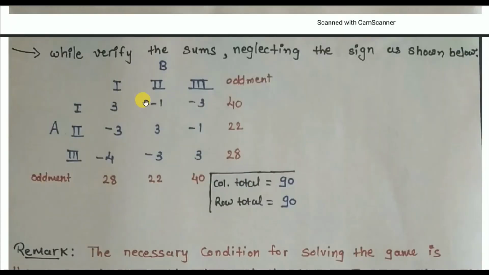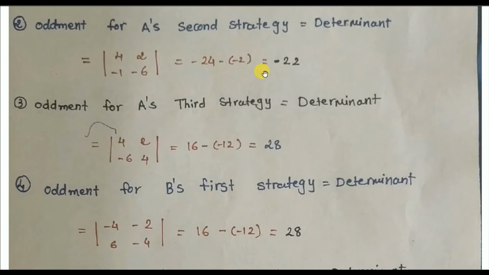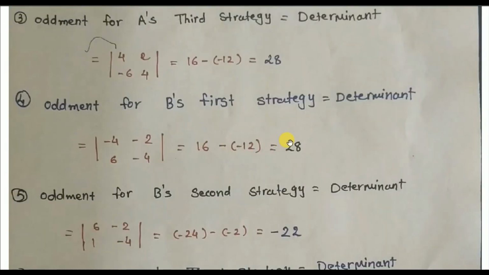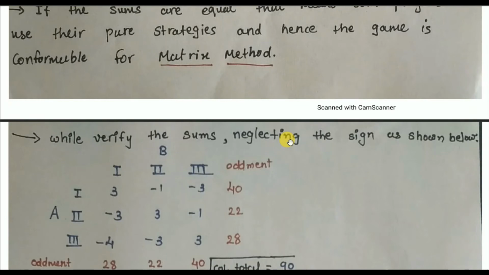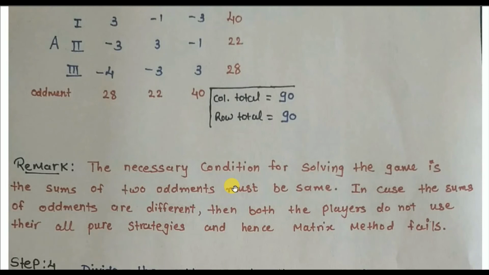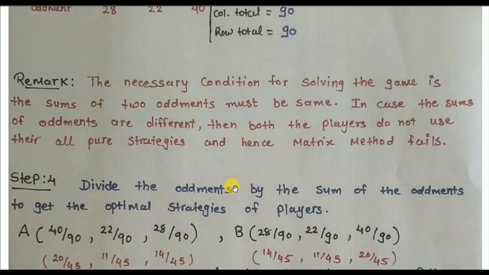While verifying the sums, we neglect the sign as shown below. That means you have to neglect the minus sign and take only the value of each determinant: 40, 22, 28, 28, 22 and 40. The sum of the column is 90 and the sum of the row is also 90. That means the condition is fulfilled. The sum of player A's oddments and player B's oddments are the same. Here I also mark a remark. You can read it carefully and note it down.